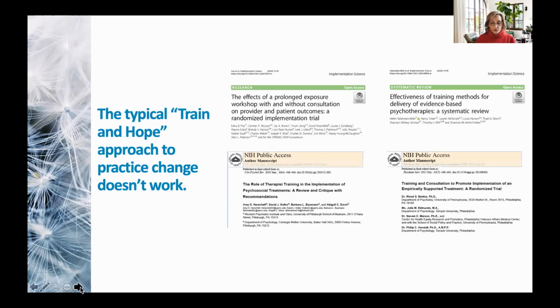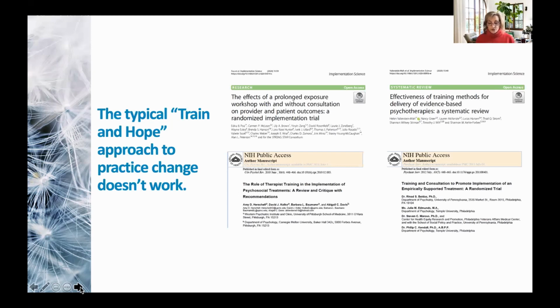The typical approach to changing practice will be familiar to many of you who are on the call today. And that approach is often referred to as a train and hope approach. In other words, we identify an evidence-based practice, we rally the troops to train them, and then we send them back to work with the belief that implementation will occur and they will change their practice without any further support. In practice, however, this rarely happens, as is evidenced by several papers I've identified here.